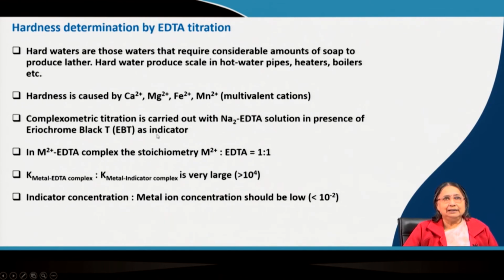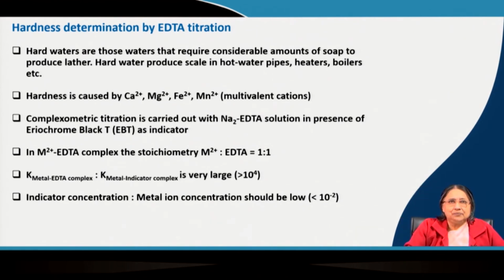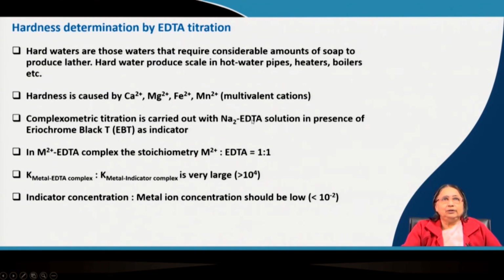Now, what color do we see initially? It is the color of the complex formed between a few ions of calcium magnesium with the EBT. That means, EBT has blue color, but when it complexes with calcium magnesium ions, then it becomes rose red color. So, initially in the start we see the rose red color. We start with EDTA. Now, what will happen? Titration is started with EDTA.